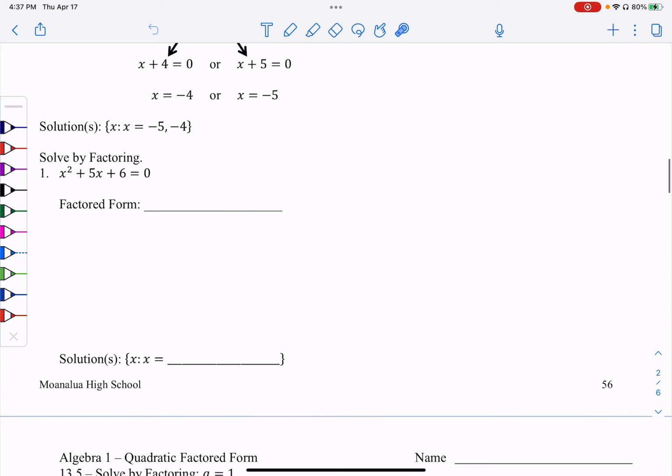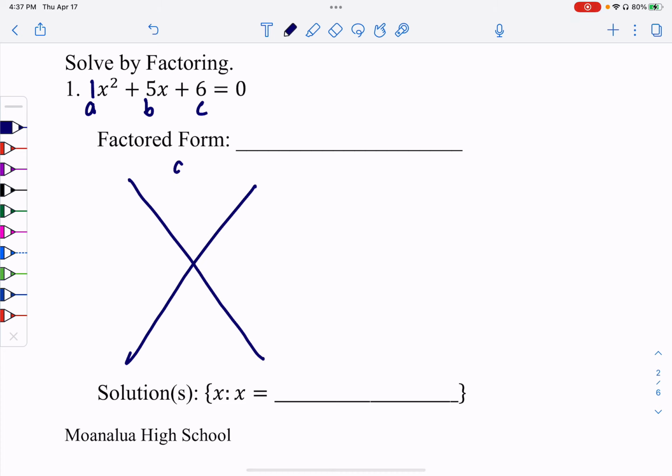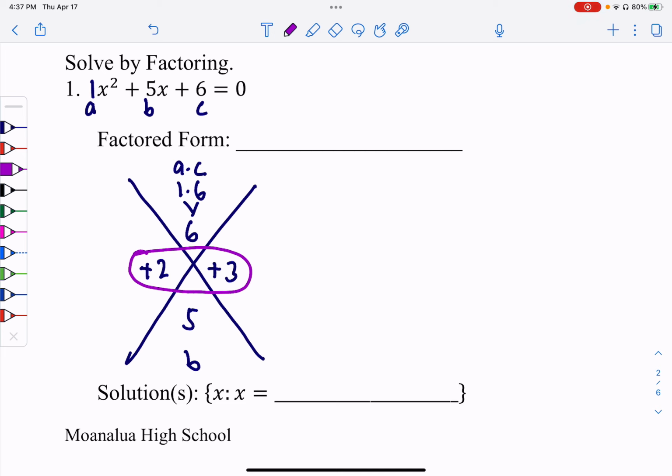Okay, so we're going to solve by factoring. So we have our A, B, C, right? We can use our X factor. AC on top, B on the bottom. A times C is 1 times 6, 6. B on the bottom is 5. So we want to find two numbers that multiply to 6 and add to 5. And that would be positive 2 and positive 3. Right, so they multiply to 6 and add to 5.